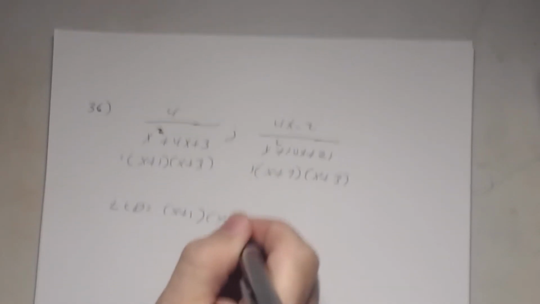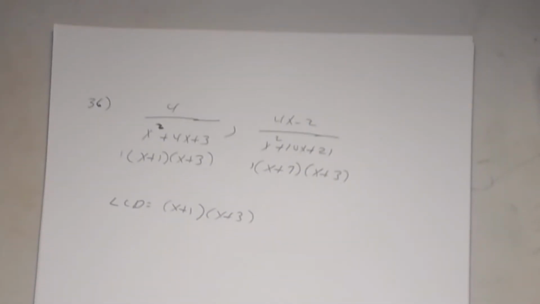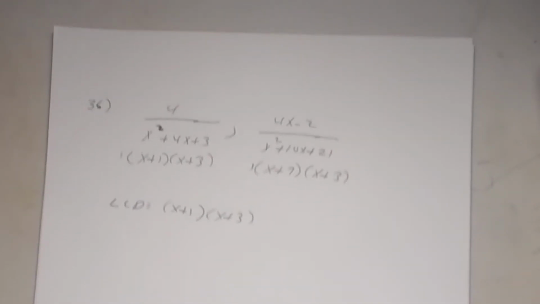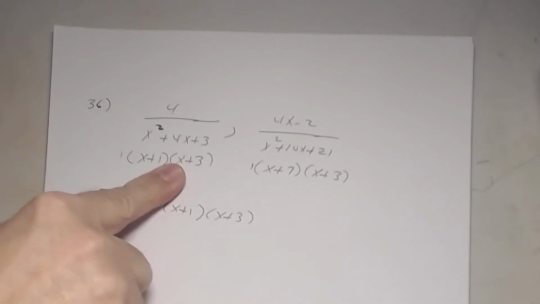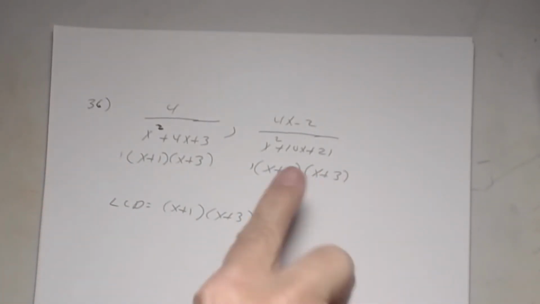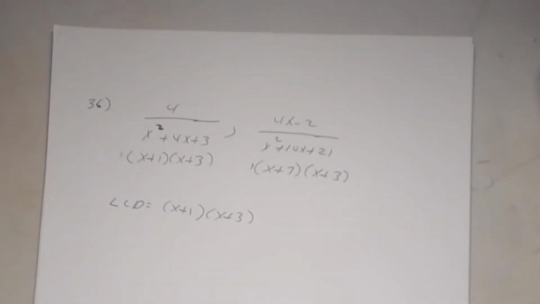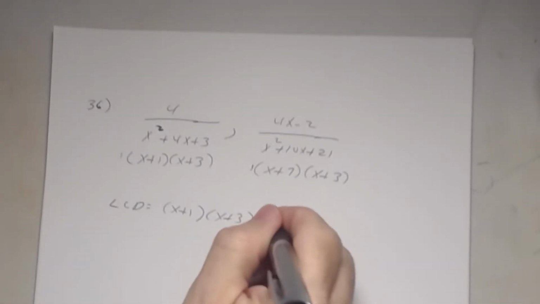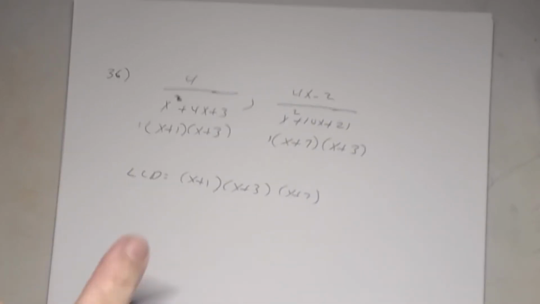So x plus 3. What's the next factor you see? Am I done with all the factors? No, because I also see an x plus 7. How many times does x plus 7 occur in that first denominator? None, so that's 0. How many times does it occur in the second? One. 0 and 1, what do you use? One. So x plus 1 times x plus 3 times x plus 7. Yeah, so that's your LCD.